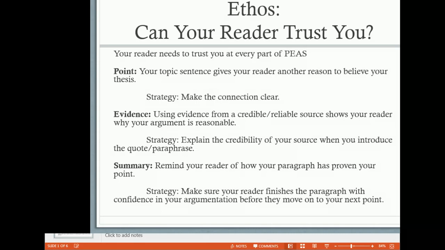For right now, I'm going to skip talking about analysis because I want to spend a little bit more time on that. So I'm going to jump to summary. In the summary, you want to remind your reader of how your paragraph has proven your point, right? So you want to make sure that your reader finishes the paragraph with confidence in your argumentation before they move on to your next point.